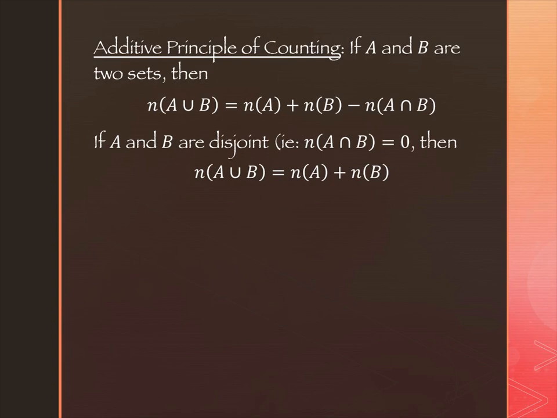If A and B are disjoint, it means they have nothing in common, completely separated. Think Venn diagrams, 2 circles that don't overlap. Then the number of items in the union is simply the number of items in A plus the number of items in B.